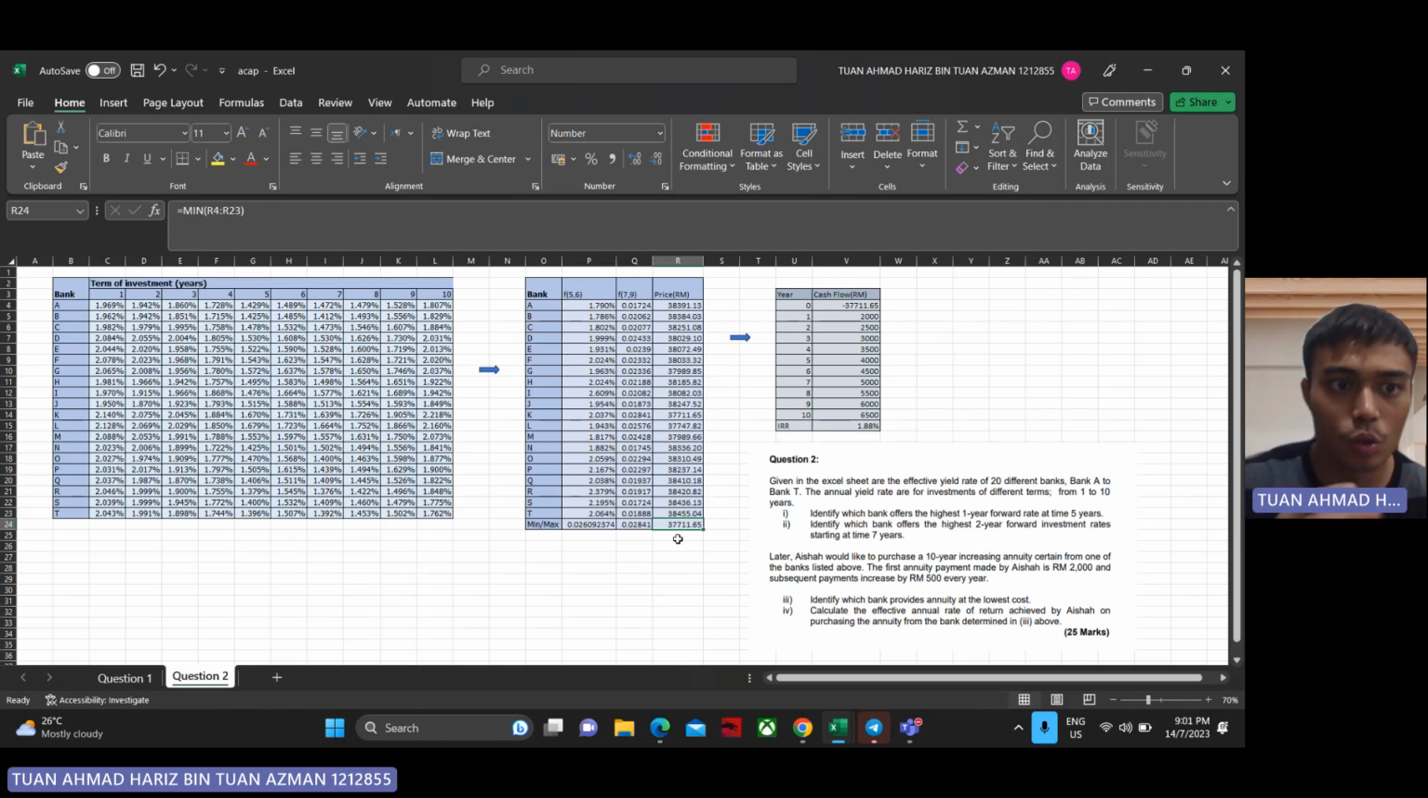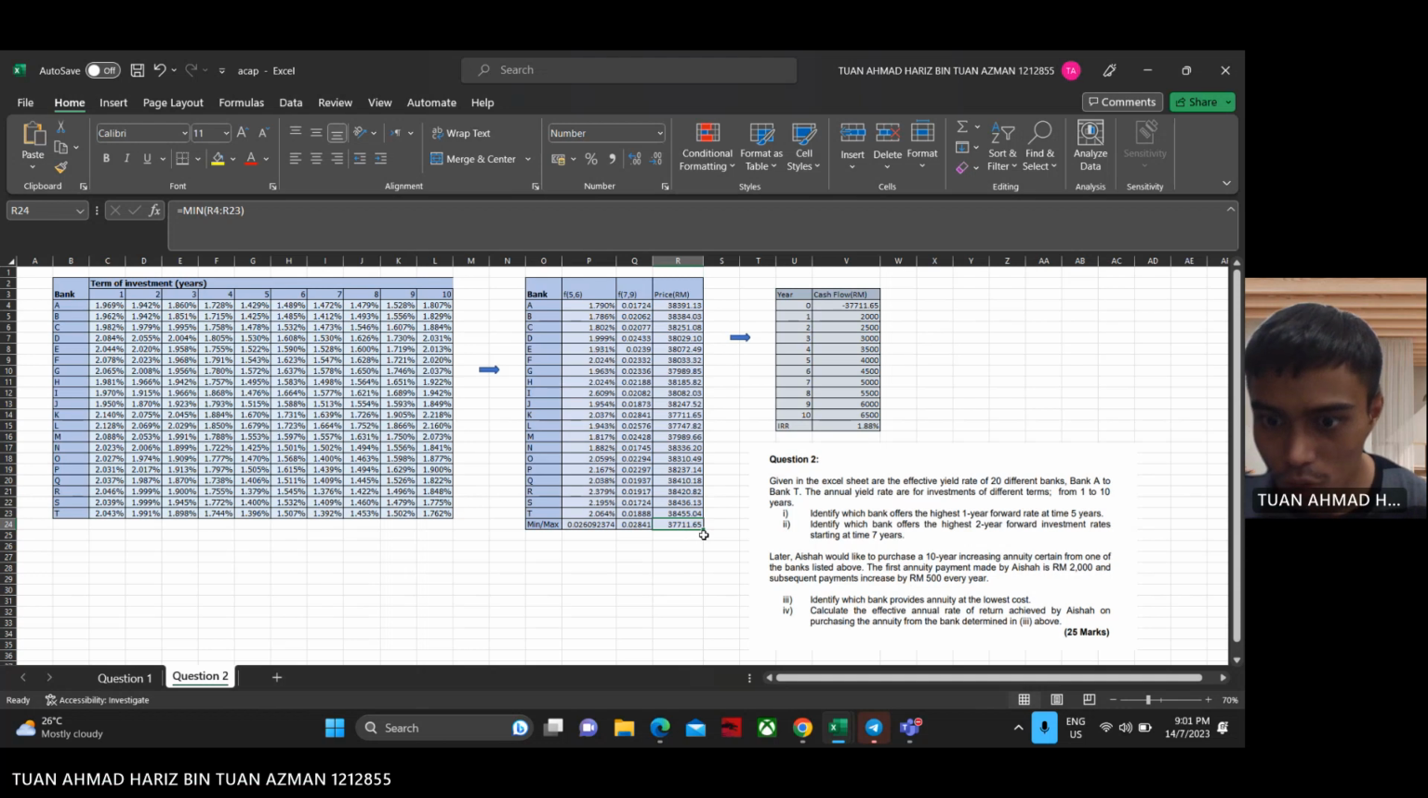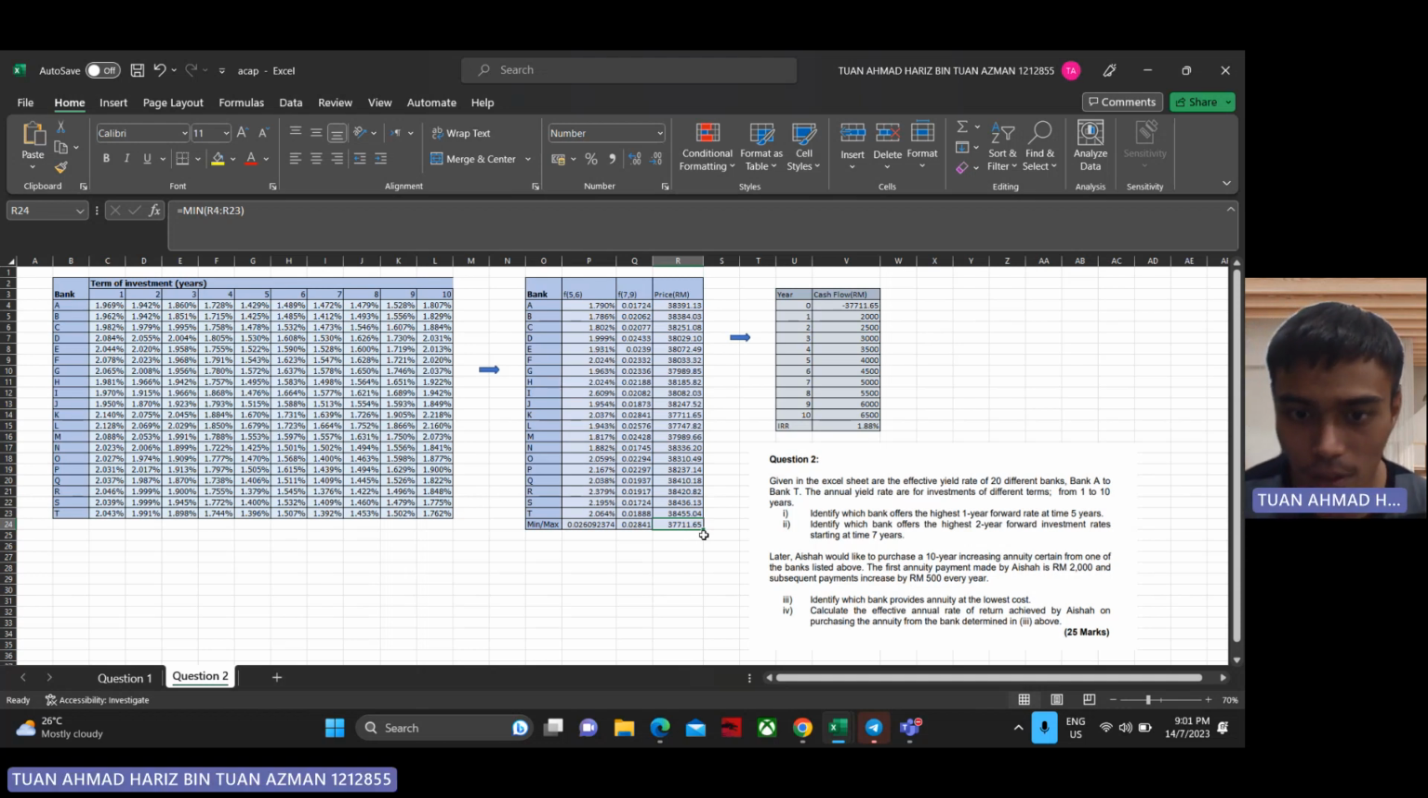All right, so we have to type equals min, and then in the bracket just click at the coordinate R4, bank A right here, until R23, which is bank T, from here to here. And then we can see that bank K is the bank that offers the lowest cost to Aisha, which is 37,711.75 ringgit. All right, so that's for question 2, 3.